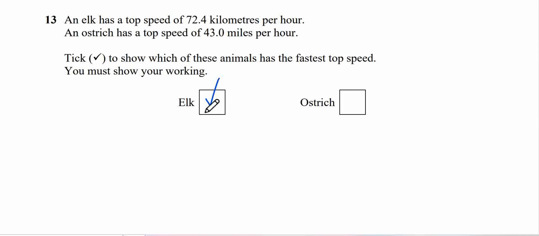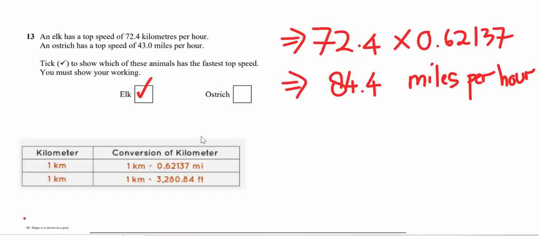So the answer is an elk. So let's see how it works. According to the conversion, 1 kilometer is 0.62137 miles. So 72.4 kilometers we convert to miles with the converter, so we got 84.4 miles. So this is much greater than an ostrich, so that's how we got the answer, this one.